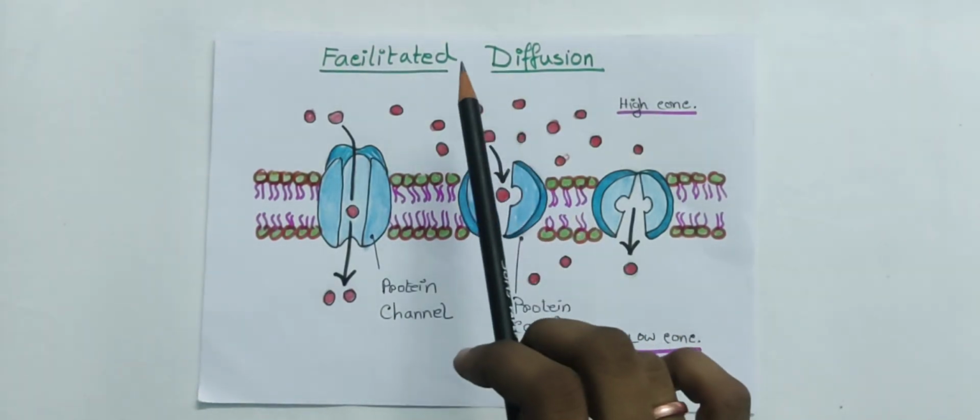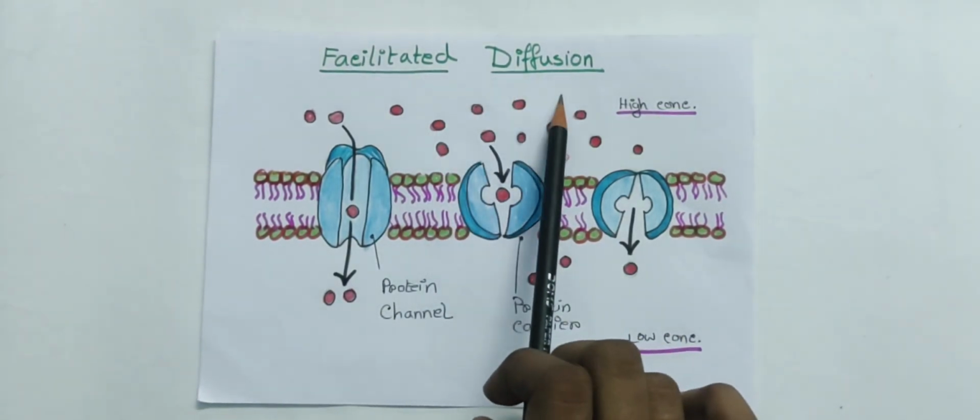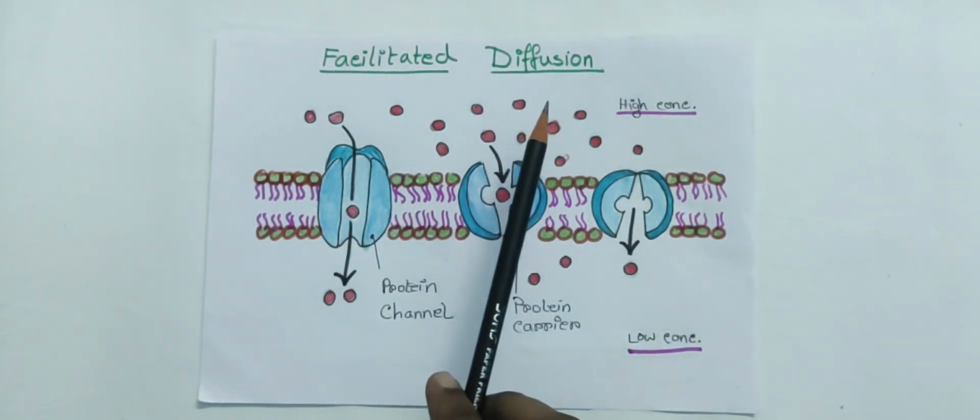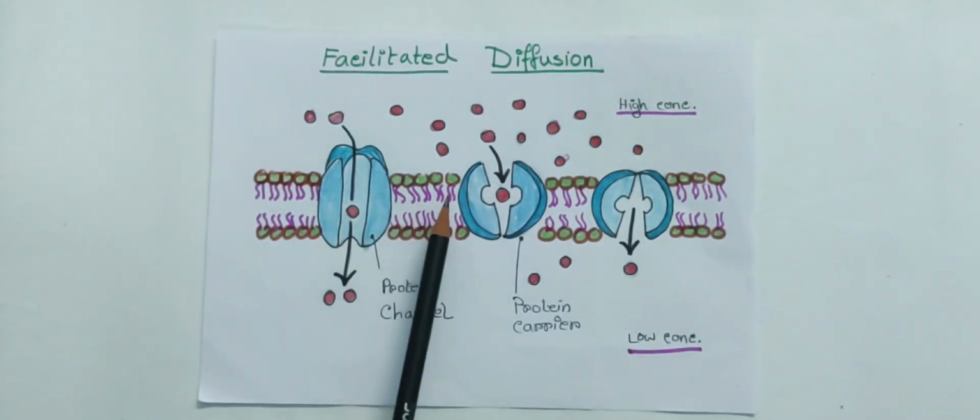The second type is facilitated diffusion. In facilitated diffusion, no energy is required, but protein carriers are required.